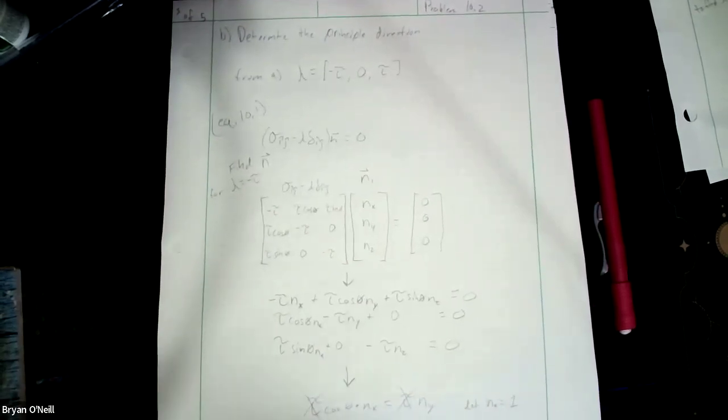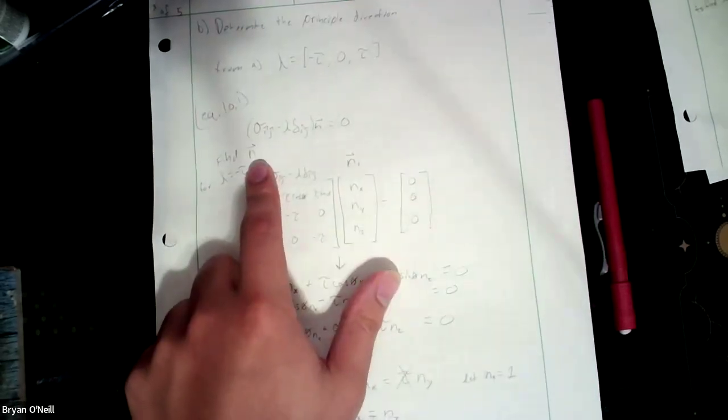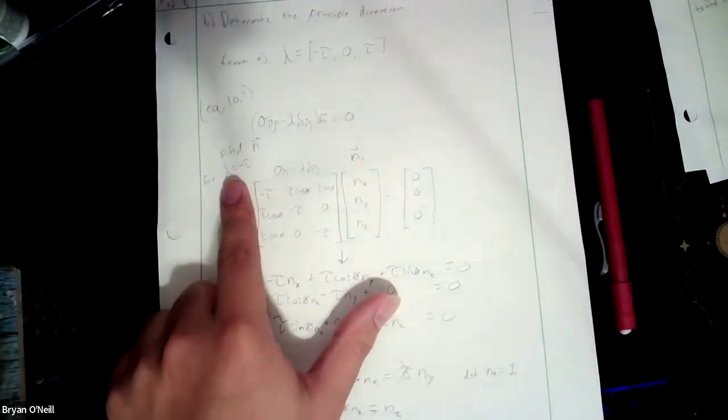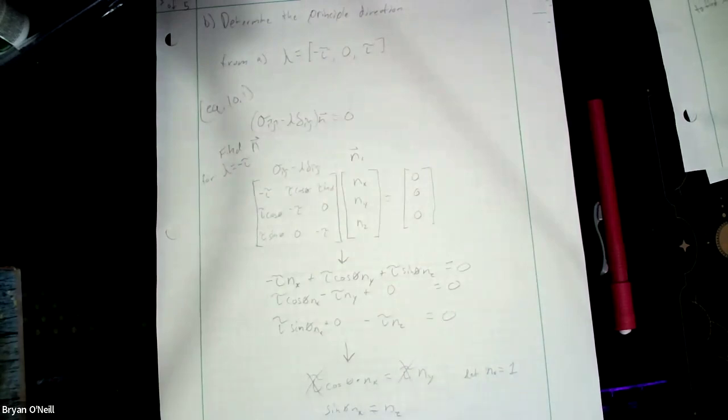Okay, so now that we have our eigenvalues, we can find our eigenvectors, which correspond to our principal directions, right? So we know we have negative tau, 0, and tau as principal stresses, aka eigenvalues. And from equation 10.1, we can find the specific vectors n1, n2, n3 that are our principal directions by substituting lambda into the matrix. So our first substitution, we're going to use negative tau.